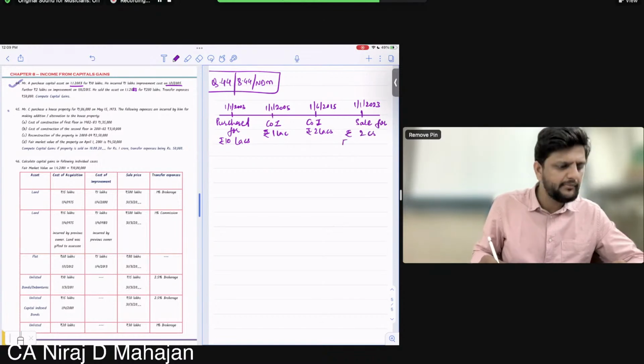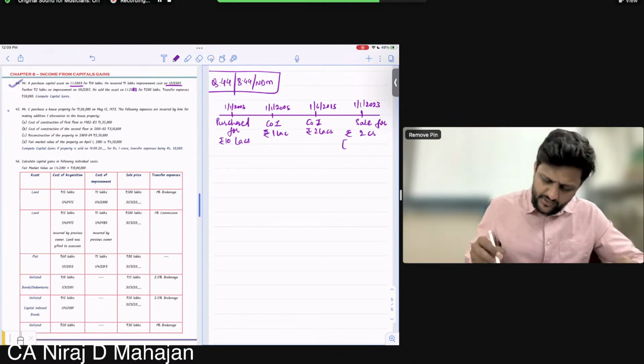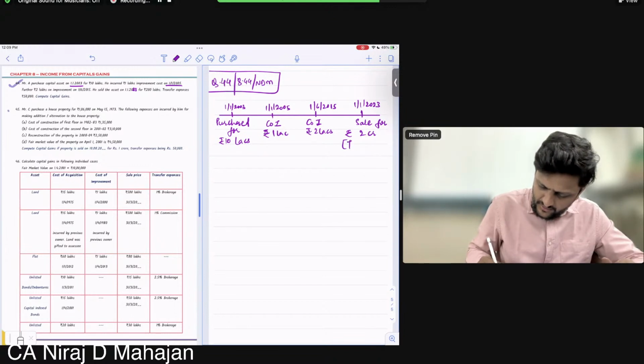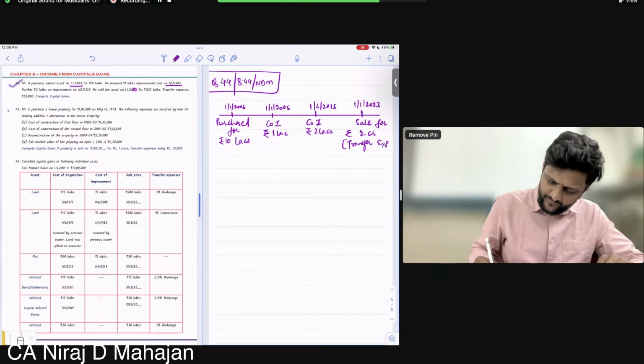But here I am writing in brackets something important. What is related to sales expenditure or sales consideration? My transfer expenses. So I am just writing in brackets transfer expenses of rupees 50,000.